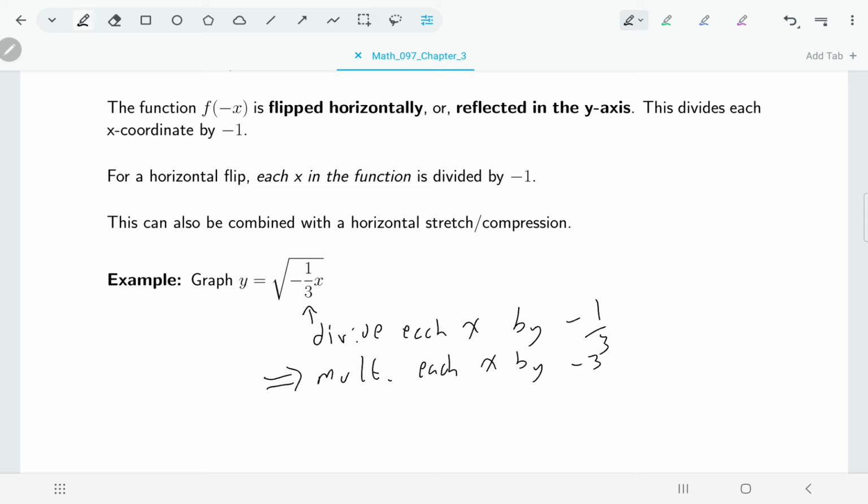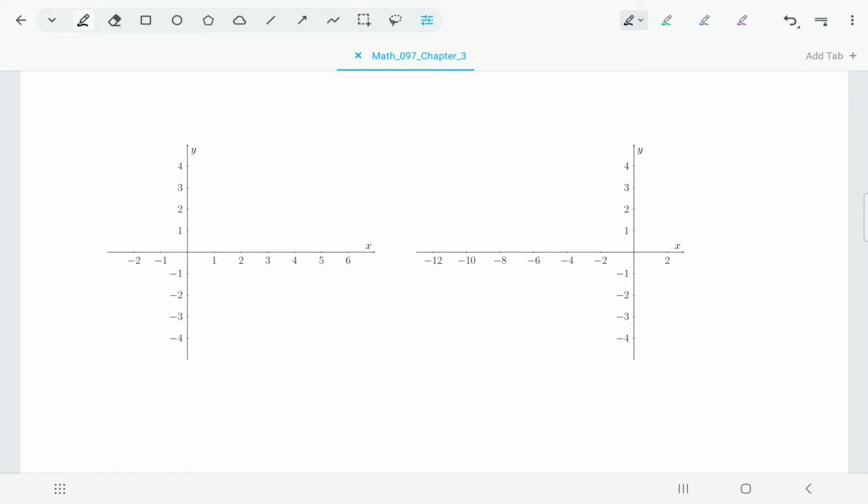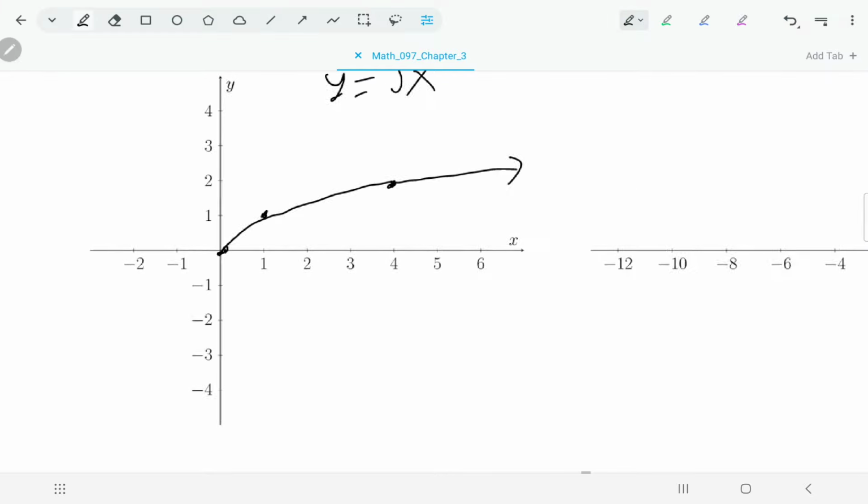So that means that what we're going to do is change all of the signs of all of our x values from positive to negative, and all of our x values will be 3 times bigger, which means we're going to have a square rooting function that's been stretched horizontally and also reflected. So starting off with my basic shape for my square rooting function, as always, going through (0, 0), (1, 1), and (4, 2). And just labeling those points.